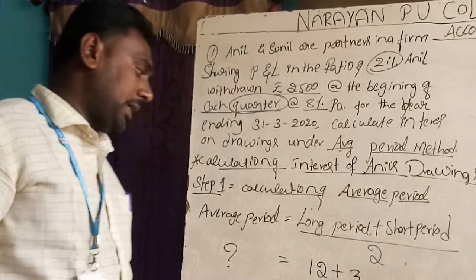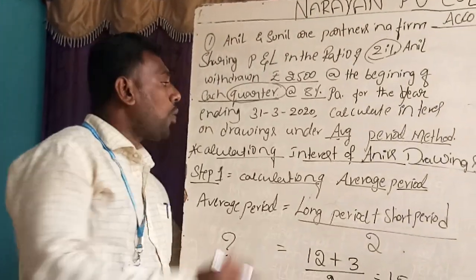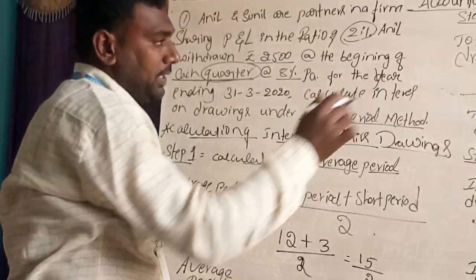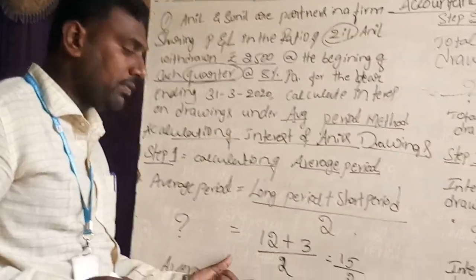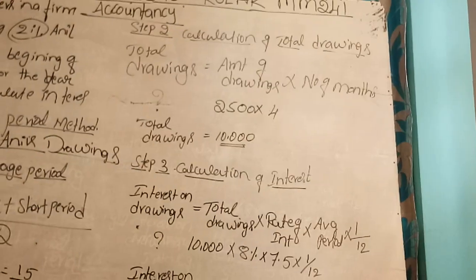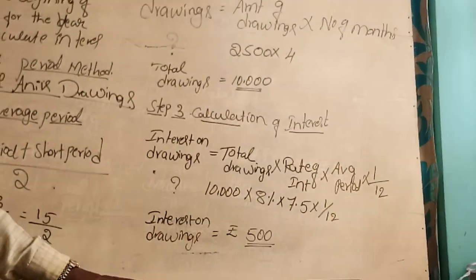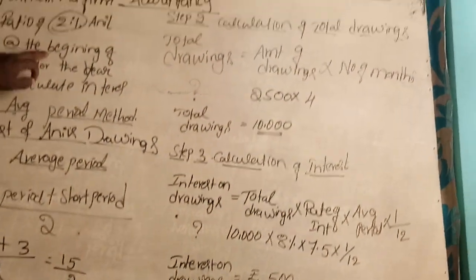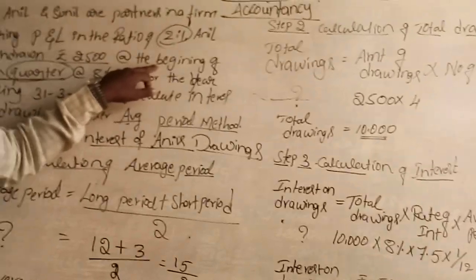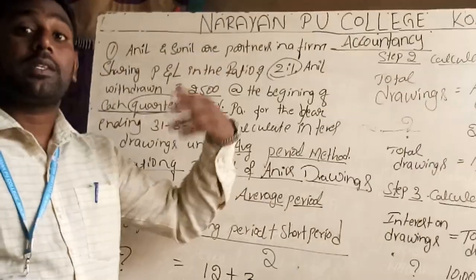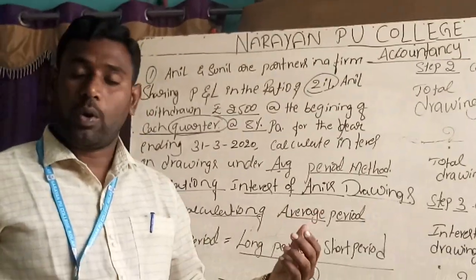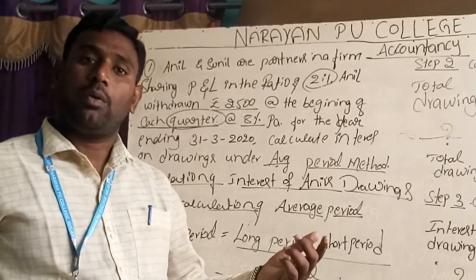Suppose a partner has withdrawn quarterly, we have to calculate interest in this manner. Step number 1 will change, step number 2 will change, step number 3 is a common value if he withdraws at the beginning of the quarter. Sometimes if he withdraws at the end of the quarter also, we have to solve in one more question.